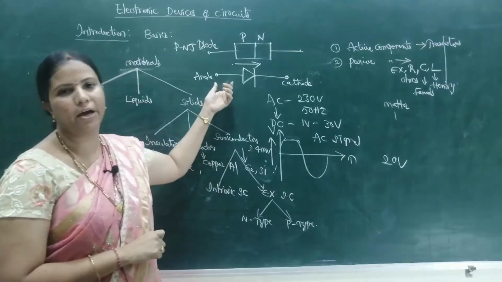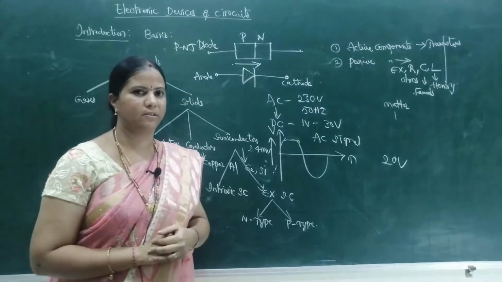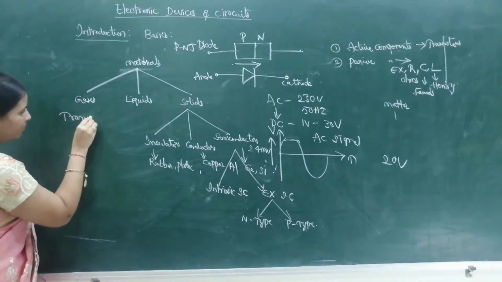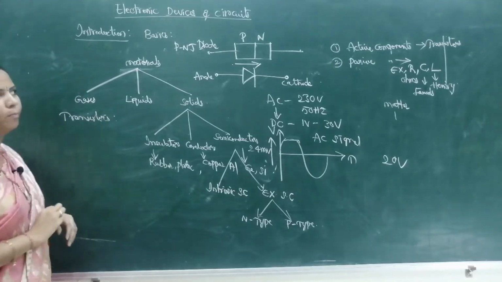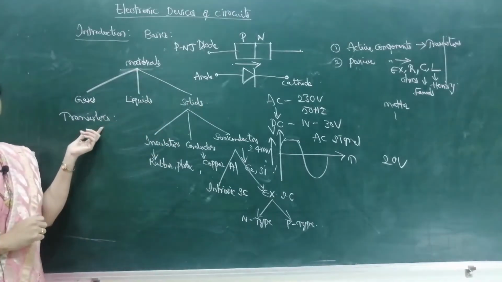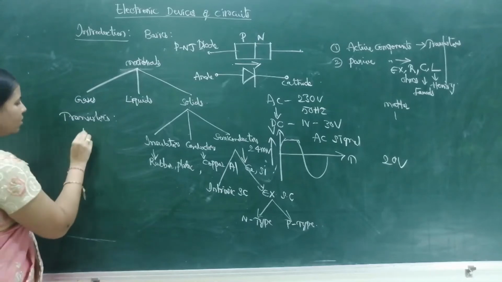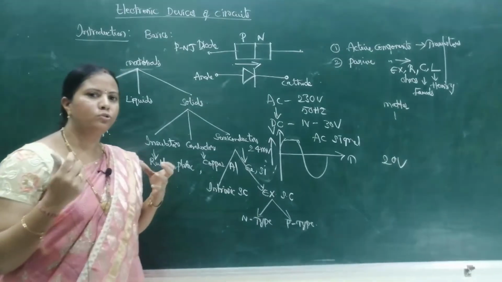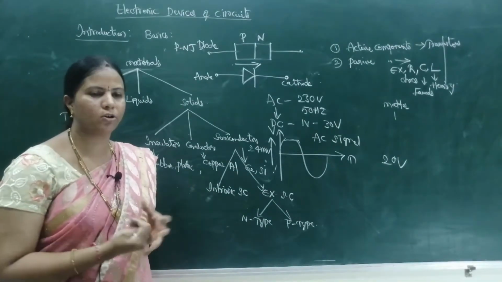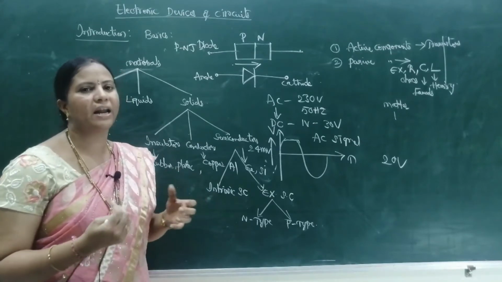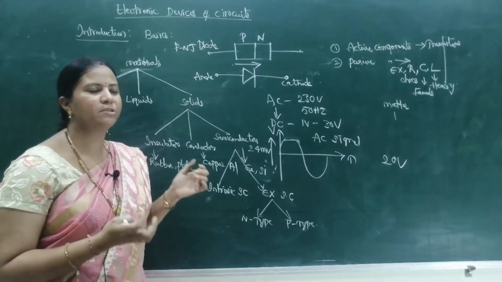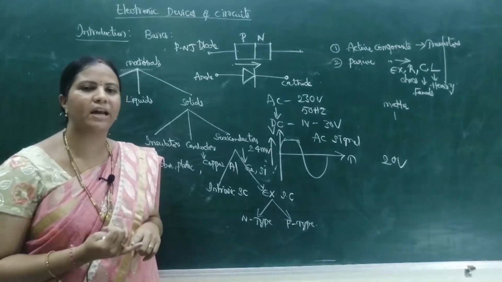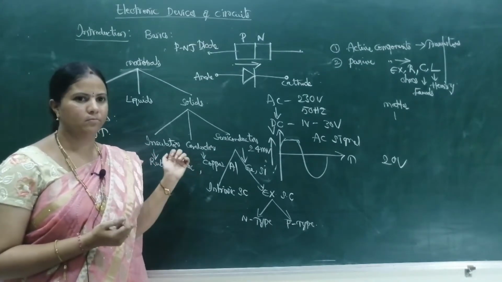For that also we are using diodes. Next, coming to the transistors. Transistor is nothing but it is also one of the active components. Transistor is also known as bipolar junction transistor. Bipolar means by using two charge carriers, holes and electrons, in the transistor the current flows. That's why we named it bipolar junction transistor. By using both holes and electrons, it can flow the current.